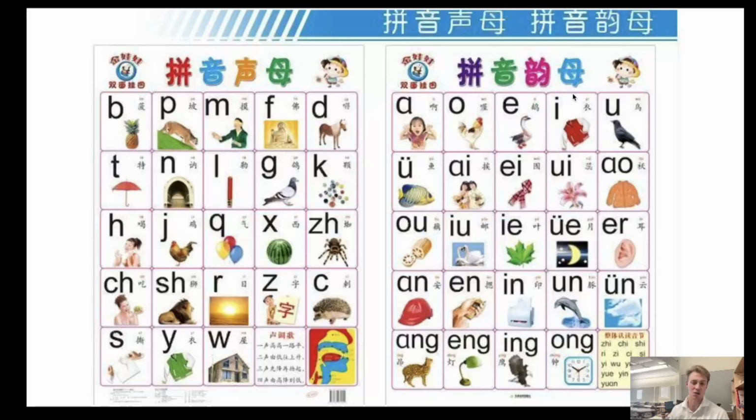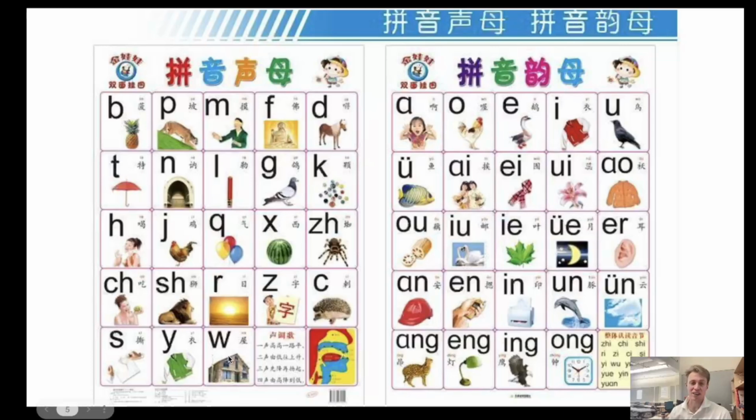We're going to go over each of those together, try to repeat them after me. First we'll start with our 声母, our initials. So we have 波, 坡, 摸, 佛, 的, 特, 呢, 了, 个, 可, 和, 鸡, 七, 西, 知, 吃, 诗, 日, 子, 次, 思, 一, wu.